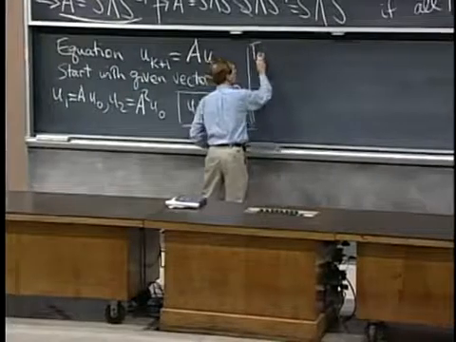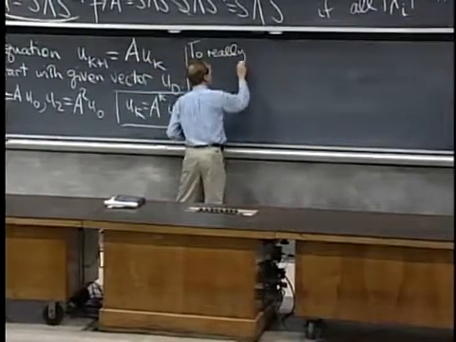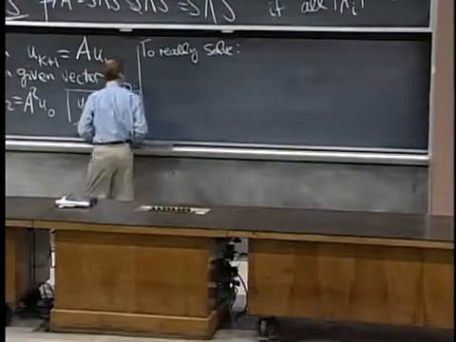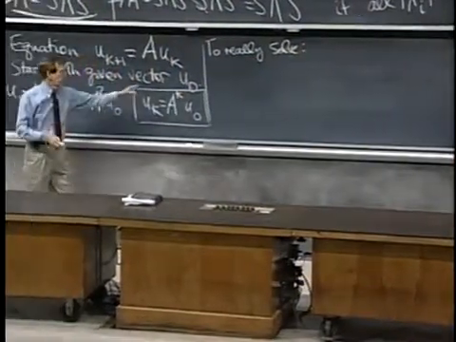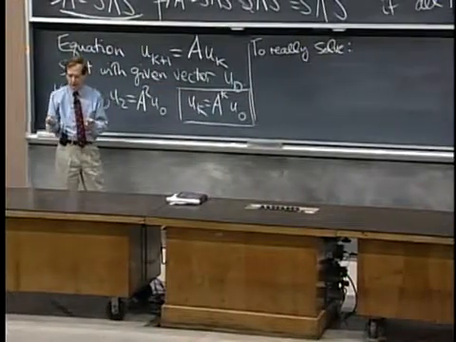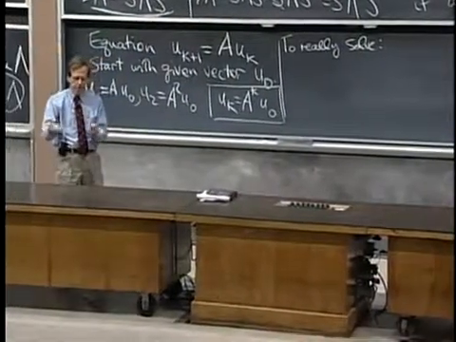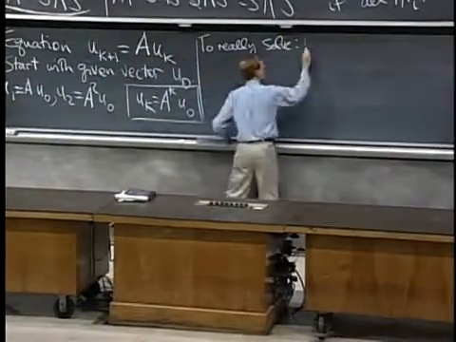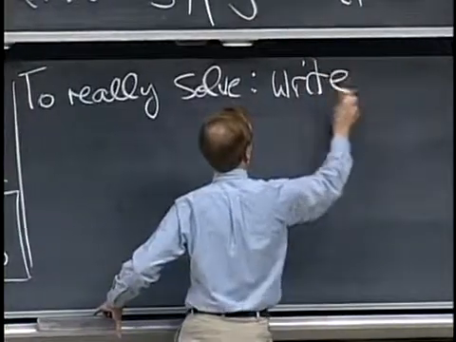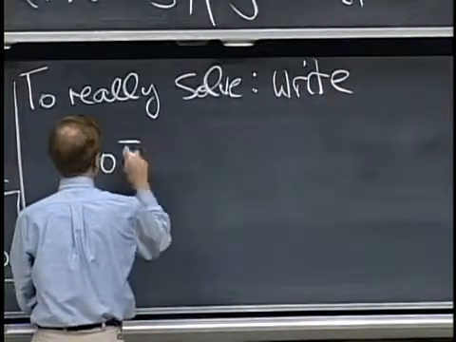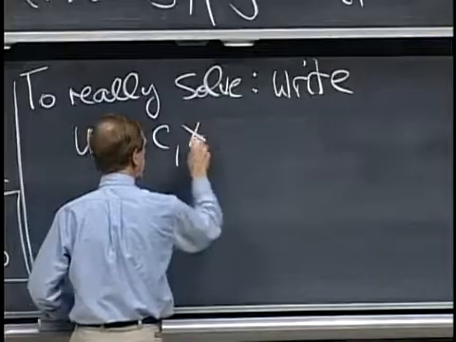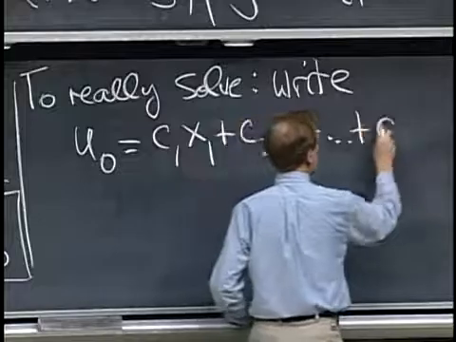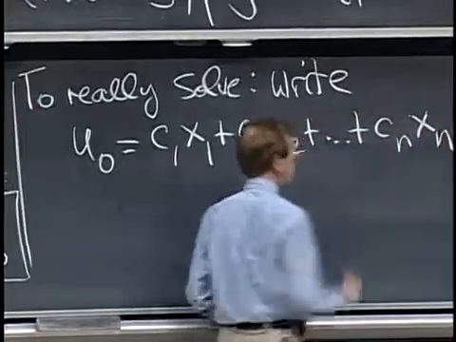To really solve it, I would take this initial vector u0 and write it as a combination of eigenvectors. To really solve, write u0 as a combination: a certain amount of the first eigenvector, plus a certain amount of the second eigenvector, plus a certain amount of the last eigenvector.